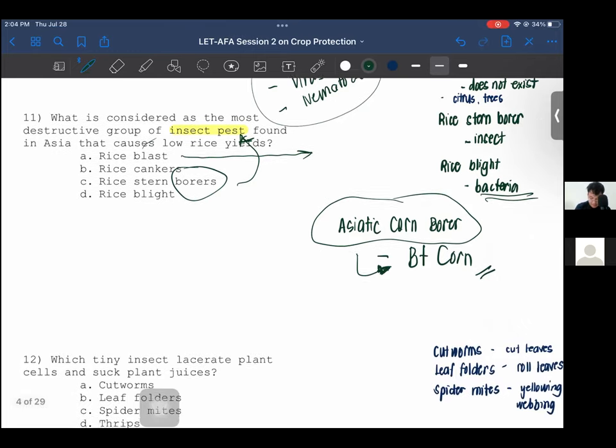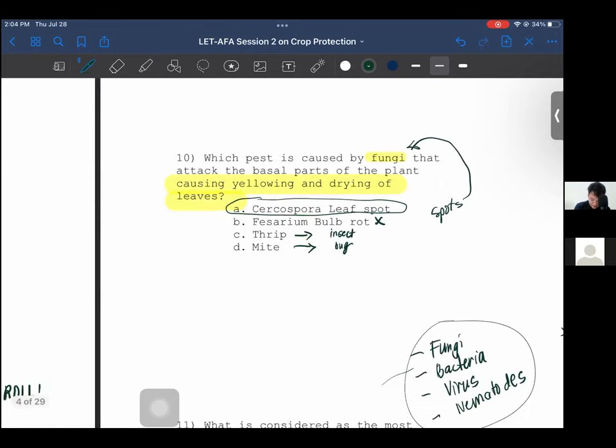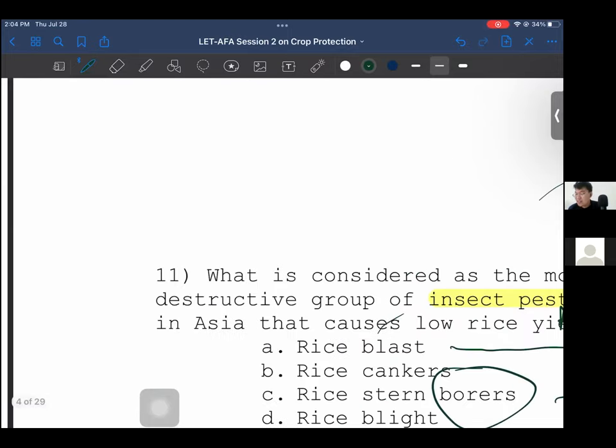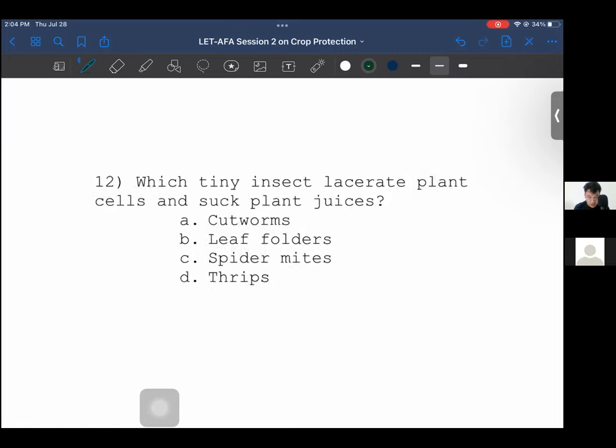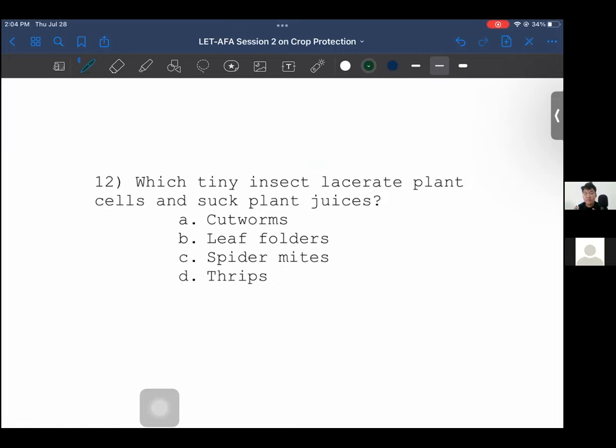Next. Number 12 na ba tayo? Yes. Okay, number 12. Which tiny insect lacerates plant cells and suck plant juices? So you can answer in the chat box.